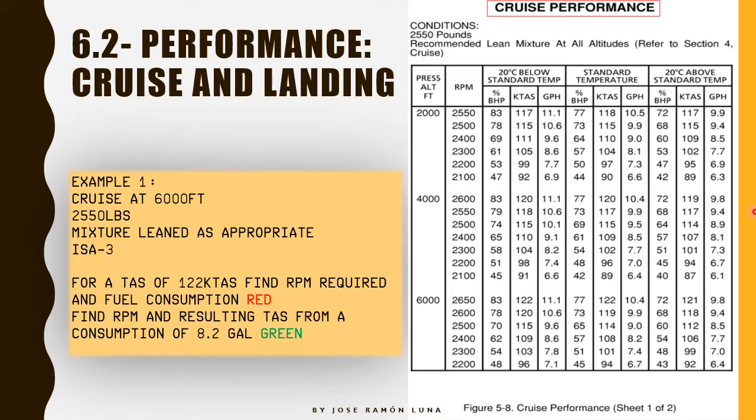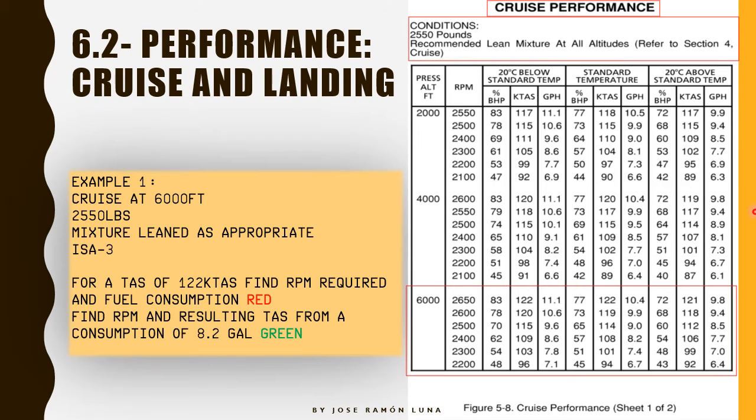First thing, we're going to read cruise performance. Are we talking about a cruise? Yes, we're talking about a cruise. Then we're in the correct chart. Second, we're talking about conditions. 2,550 pounds. Yes, that's correct. Recommended lean mixture at all altitudes. Yes, mixture is lean as appropriate. Refer to section 4, cruise. Okay, normal procedures, cruise. If I ever have a doubt of how things are working, I should go to that POH section. Anyway, now let's get working with the chart.